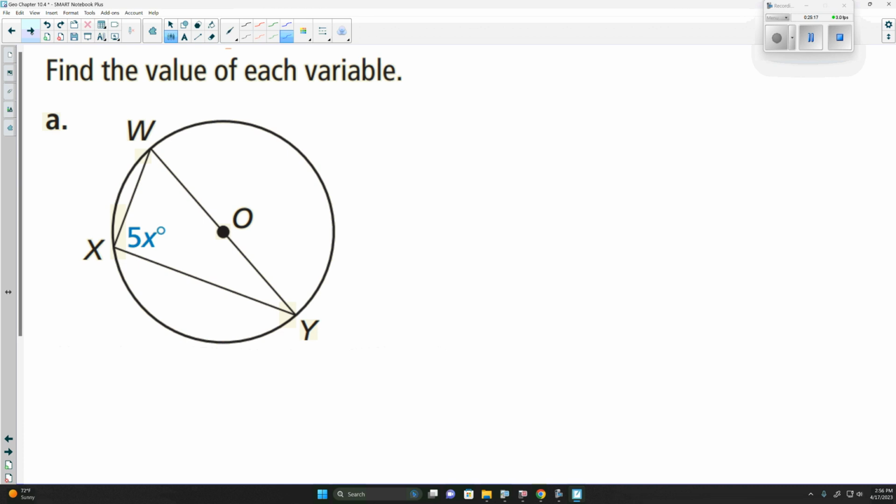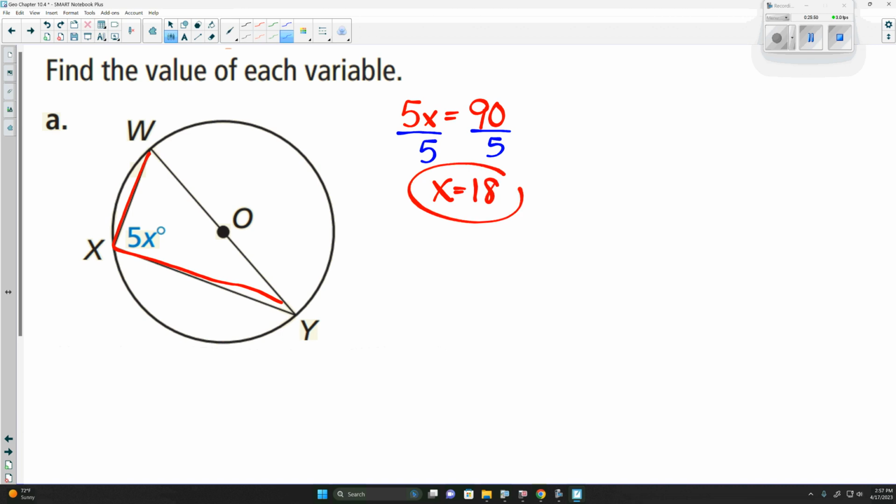Well, WY is the diameter still, yes? Which means angle X is, yeah, I probably say that every year, I don't like the fact they used angle X and X as a variable. But 5X should equal what? So we divide by 5. Any questions on any of this here?